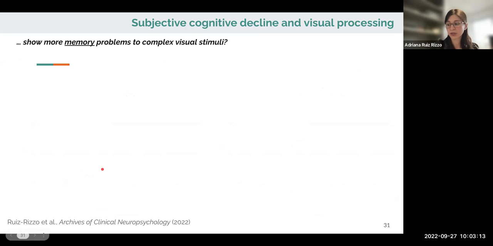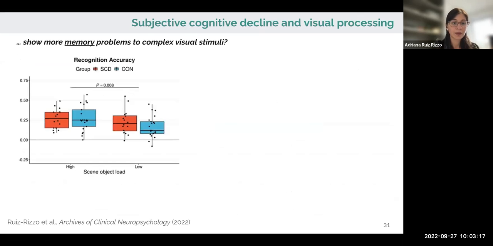Regarding the second question, about whether they show more memory problems with complex visual stimuli, this is what we found. This is recognition accuracy, in the retrieval phase. We observed that overall high object load scenes were recognized better than low load scenes. However, again, we didn't observe any difference between older adults with versus those without SCD.